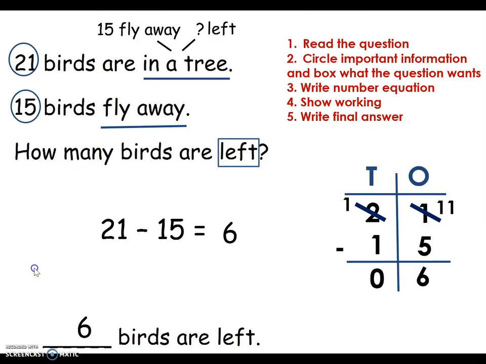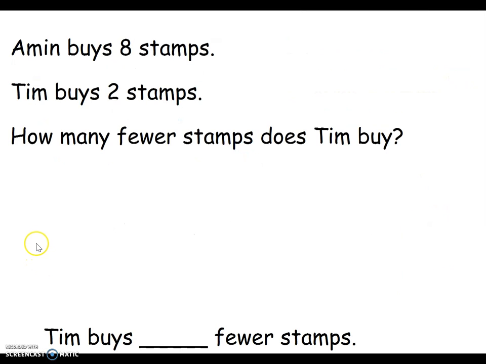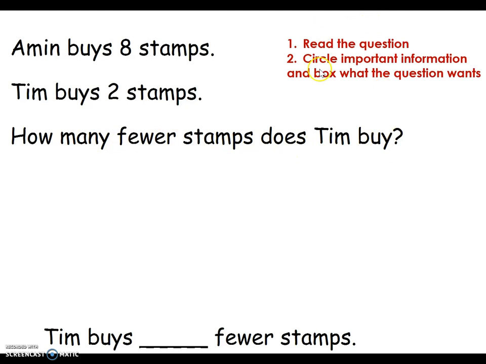Okay, let's look at another example. Okay, so step 1, read the question. Amin buys 8 stamps. Tim buys 2 stamps. How many fewer stamps does Tim buy? Okay, so now we need to circle important information and box what the question wants. So we know that Amin buys some stamps, right? How many stamps did Amin buy? 8.